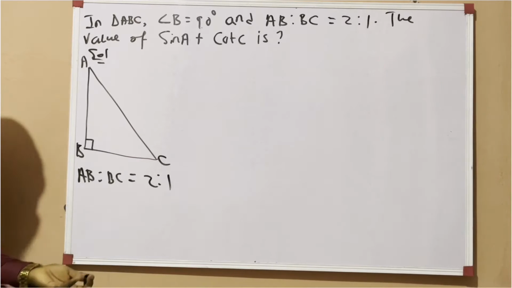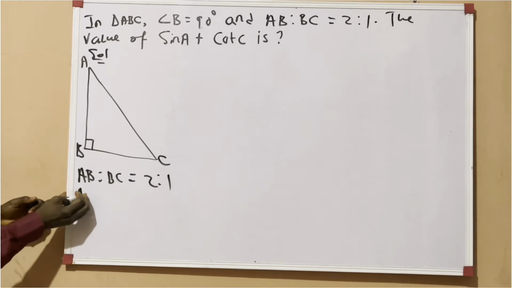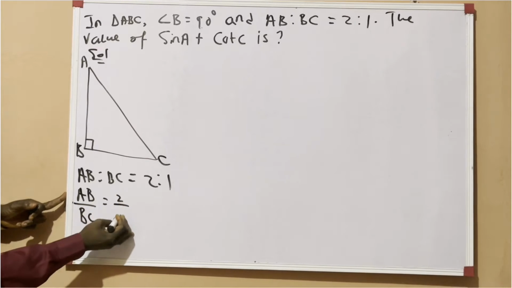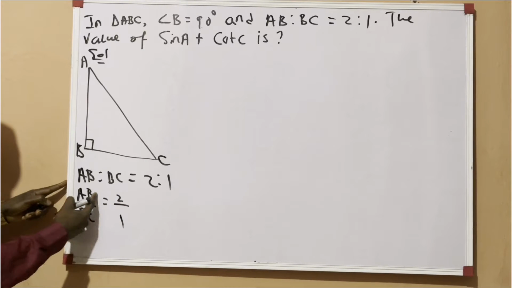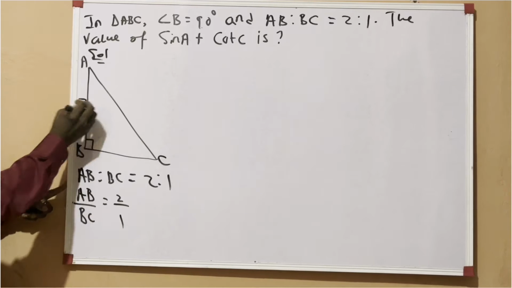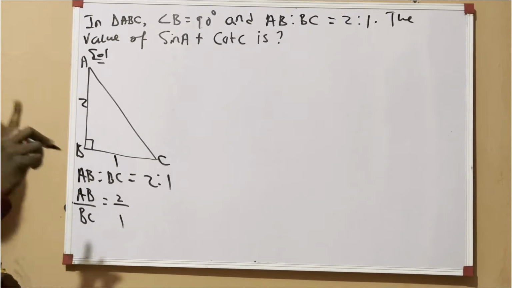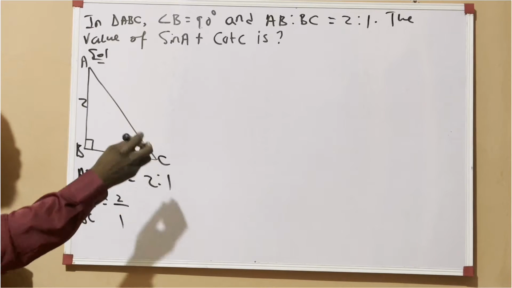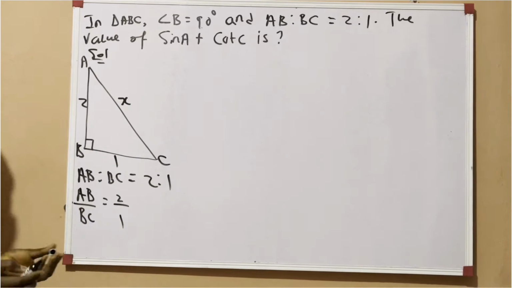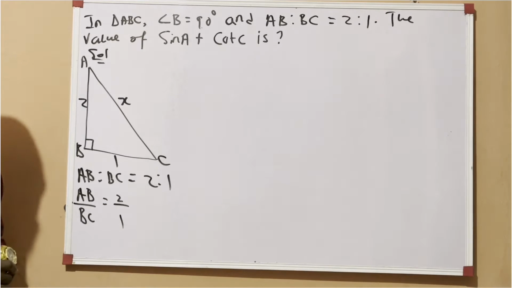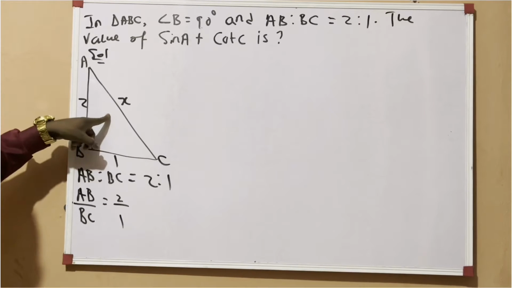Now, ratio means division, so it simply means AB over BC is equal to 2 over 1. So it simply means AB is 2, and BC is 1. So we are left with one side of the right angle triangle, which we are going to call X, because the value was not given. Now, at this point, we are going to solve for X.